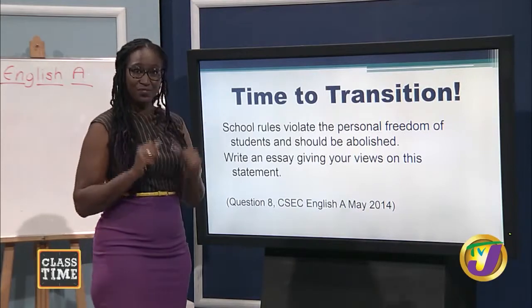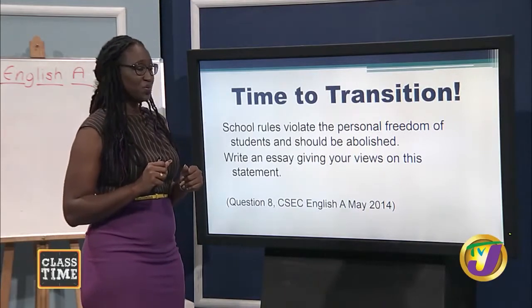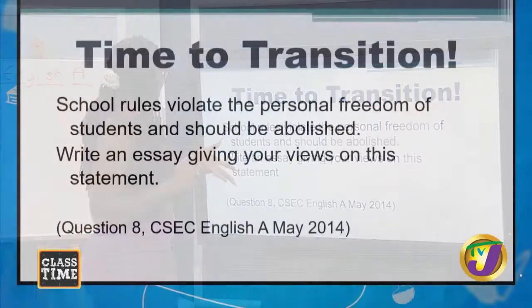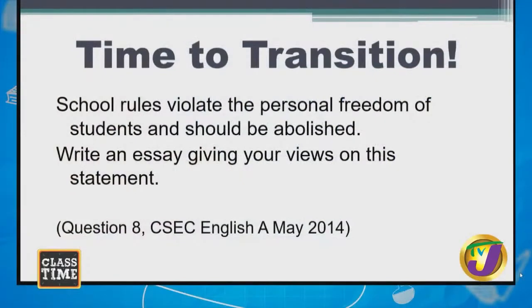So, time for you to put your transitions to use. And this is the question we're focusing on today. School rules violate the personal freedom of students and should be abolished. Write an essay giving your views on this statement. And it was question 8 on the May 2014 CSEC English A paper. Now keep that in mind as we go through. This is a scenario you're using, something simple enough that you can identify with as well.